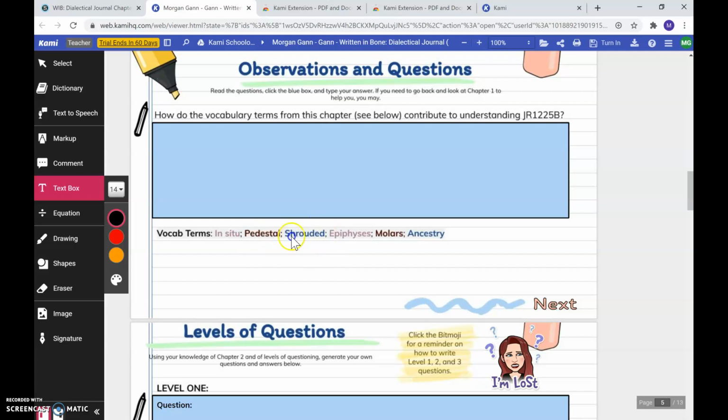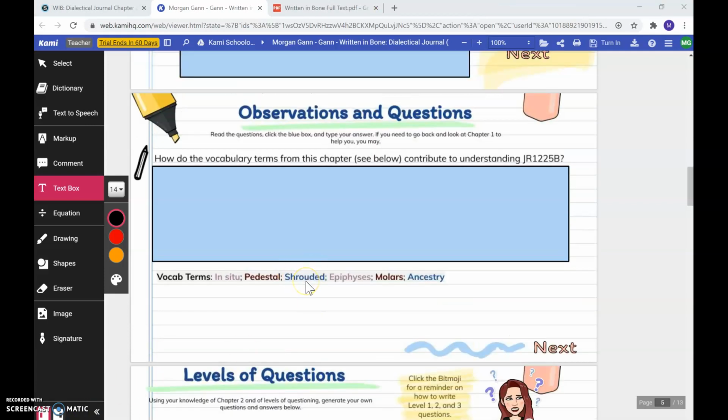Shrouded is dealing with the cloth wrapped around a deceased person, wrapped around the skeleton. So you need to go back and find where it mentions shrouded. I'm sorry, let's go back to shrouded. So shrouded is when they take a cloth and wrap it around a dead body. They do it so you keep the limbs together so that the legs don't splay over time. They do this based off of their culture.